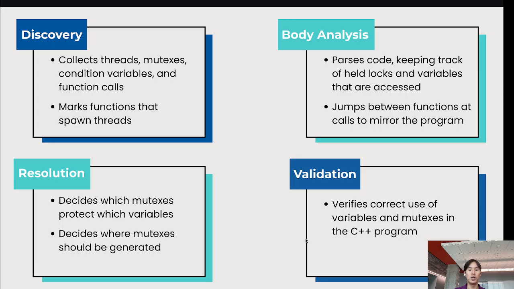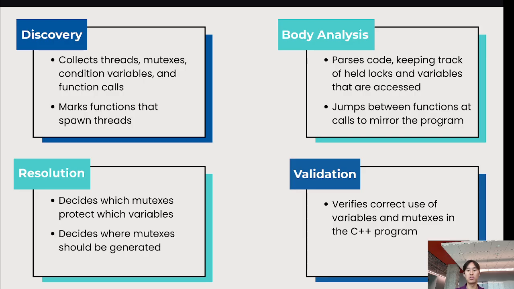Okay, so what are the four parts of the analysis? It's going to be discovery, body analysis, resolution, and validation. So first is the discovery. It collects threads, mutexes, conditional variables, and function calls, pretty much collecting all of the relevant information to be used later. It also marks functions that spawn threads and the functions that the threads start at, because these are the important functions which we need to do body analysis on.